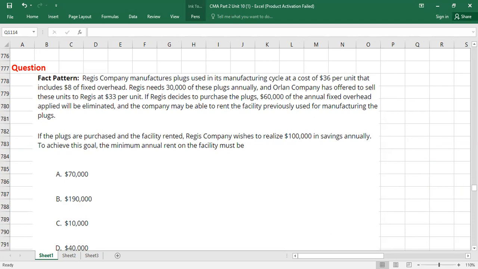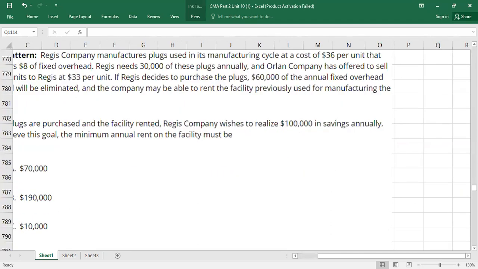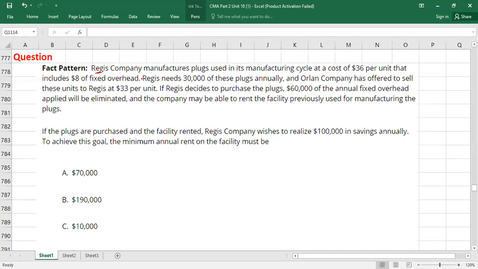And here we go. We have a fact pattern question. We have Regas company. Regas company manufactures plugs used in its manufacturing cycle at a cost of $30 per unit. This is the manufacturing cost, $30 per unit, that includes $8 of fixed cost, because the whole fixed cost is not relevant. Only the fixed cost which can be eliminated if you buy the product from outside is relevant.